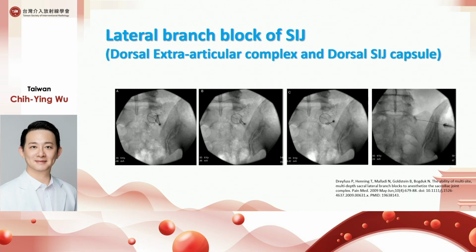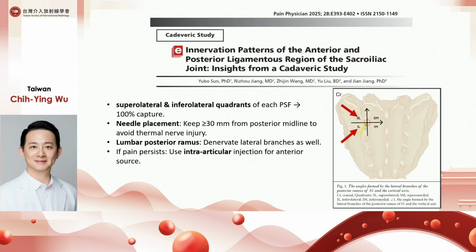The second is the lateral branch block. It is for the dorsal extra-articular complex and the dorsal SI joint capsule. This procedure is usually performed under fluoroscopy. The needle is positioned at least 30 millimeters lateral from the midline to avoid puncture into the sacral foramen. Our target is the superior lateral and inferior lateral quadrant of each sacral foramen.